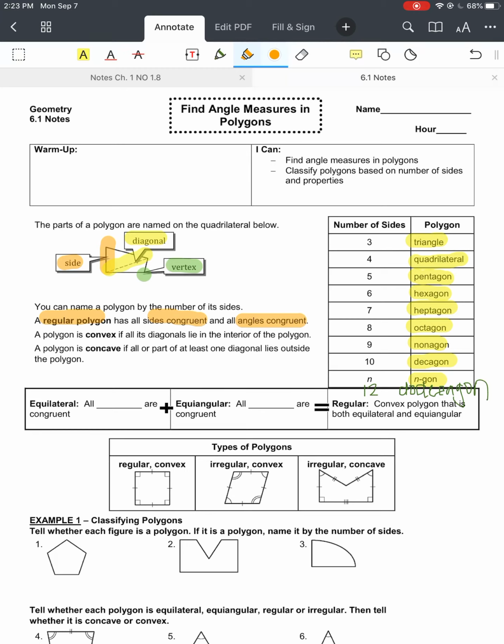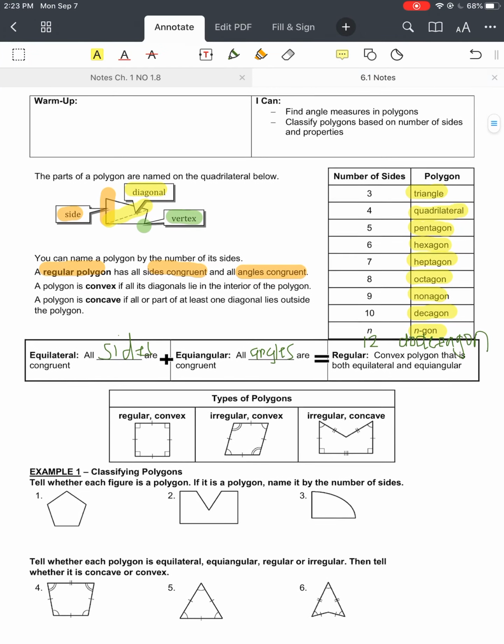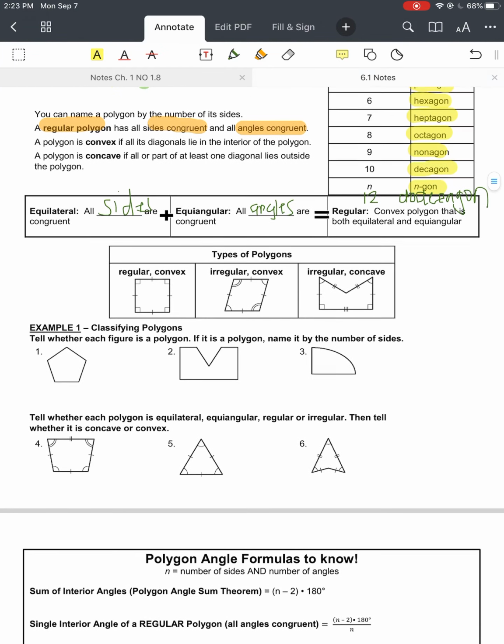So in order to be a regular polygon, like we said, all sides have to be congruent. Another word for all sides being congruent is called equilateral. So equilateral means all sides are congruent. Equiangular, and no, that's not a typo. There is no L in equiangular. Equiangular means all angles are congruent. So if all sides are congruent and all angles are congruent, then the polygon is regular. If it's regular, it also has to be convex. It's impossible to draw a regular concave polygon because then all the angles would not be the same.